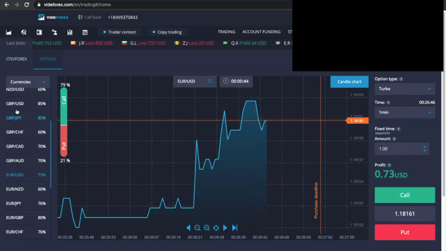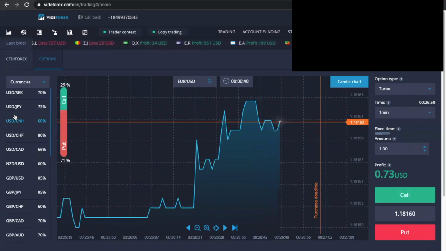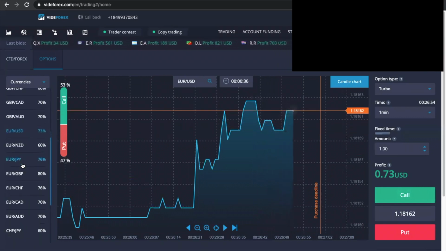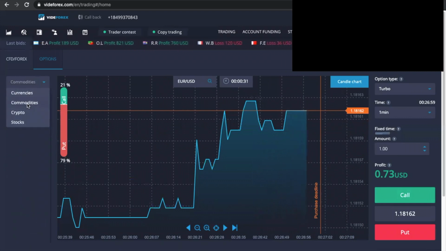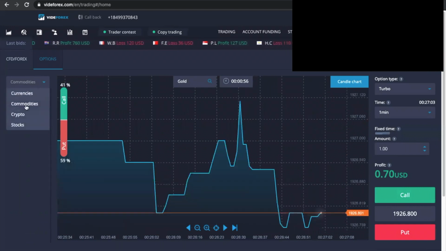On the left side of the screen, you have all of your currency pairs. I mainly trade currencies; this is where I spend a lot of my time. But let's say you didn't want to trade currencies, you can change to commodities, gold and silver. I also trade gold.